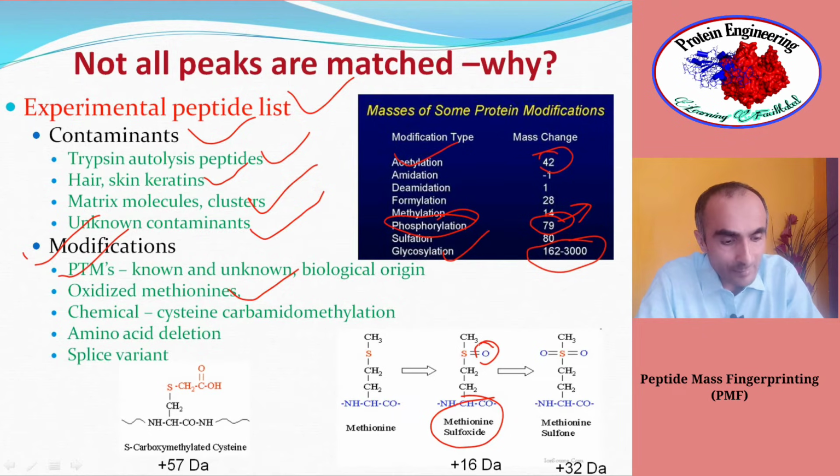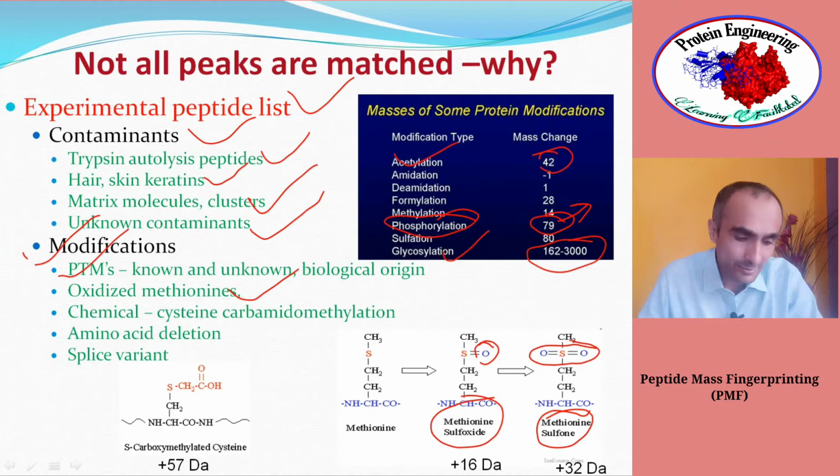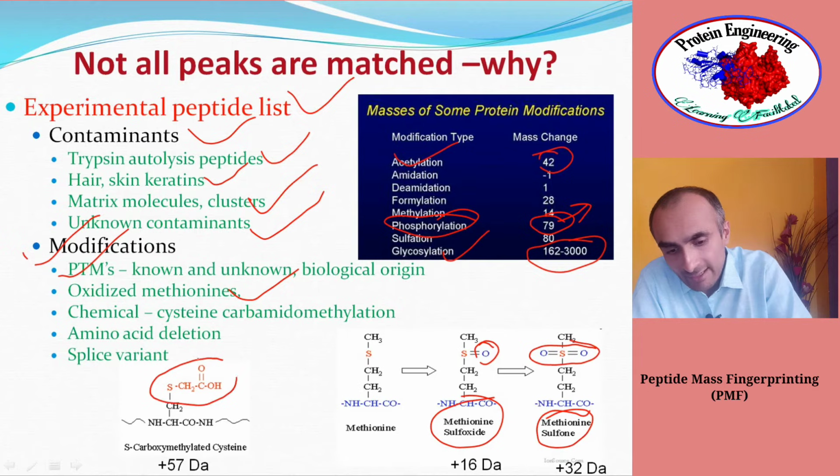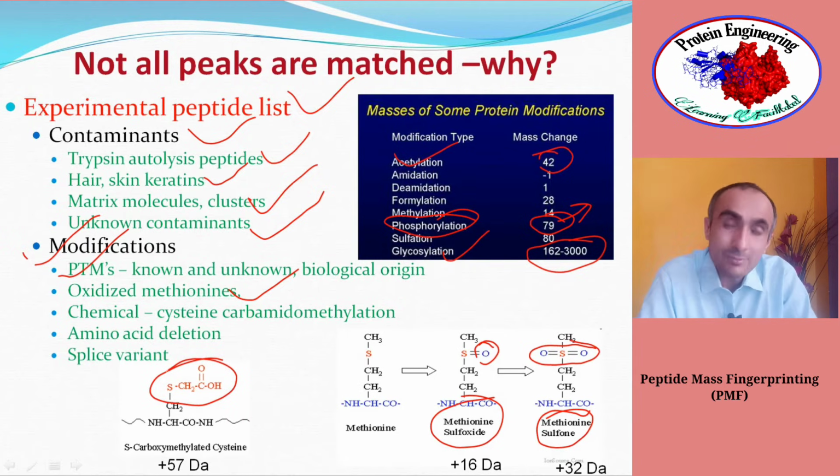Similarly, methionine sulfone is also formed after oxidation, where two oxygen atoms are added to sulfur, and that leads to 32 Dalton additional mass to that methionine, and at the same time to the peptide where methionine is present. Or even there are chemical modifications to cysteine. Carbamidomethylation of cysteine can occur, and that leads to a difference of mass of 57 Dalton.